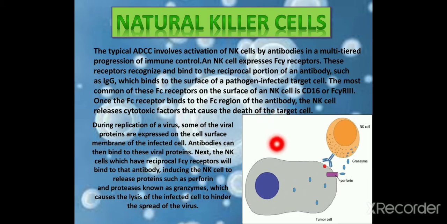We can simplify it through the diagram. This orange color is the NK cell, this grey color is the tumor cell. This is the granzyme enzyme and perforin, the cytotoxic factors present inside the NK cell. This is the antibody which is recognized by the Fc receptor present in the NK cell, that is CD16. The perforin remains in the cell membrane. The granzyme enzyme goes inside the cell and causes the lysis of this tumor cell.